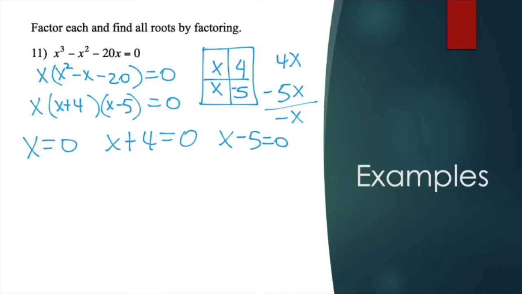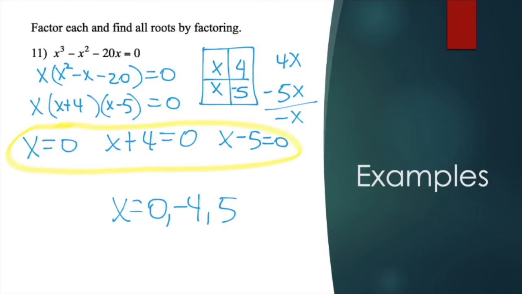But is that just the answer? No, remember, when we're solving, the answer is always x equals some number. x equals 0, negative 4, and positive 5. Yes, you do have to write the 0. If you can skip this step, that is totally acceptable, and just jump from here down to here.